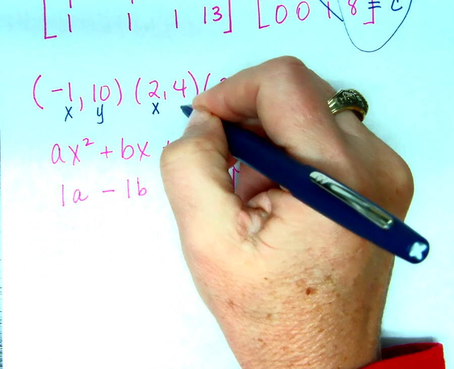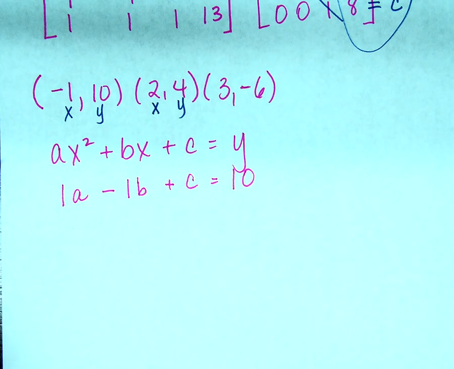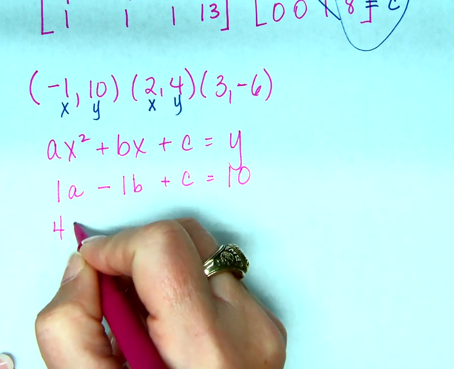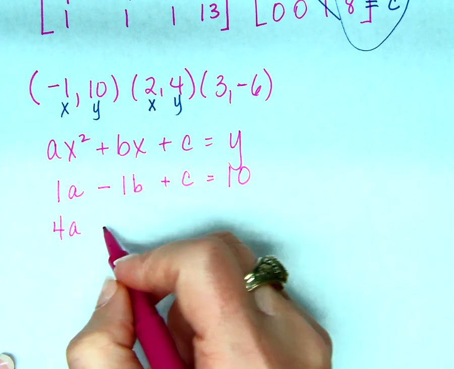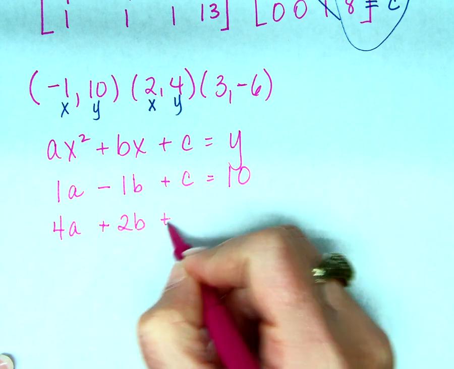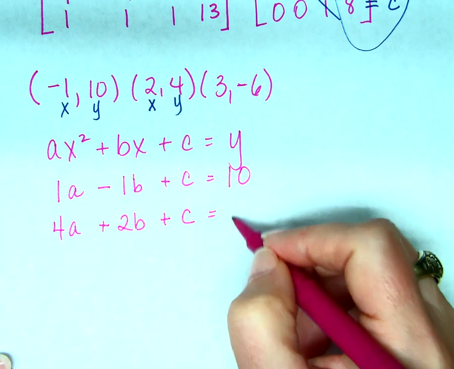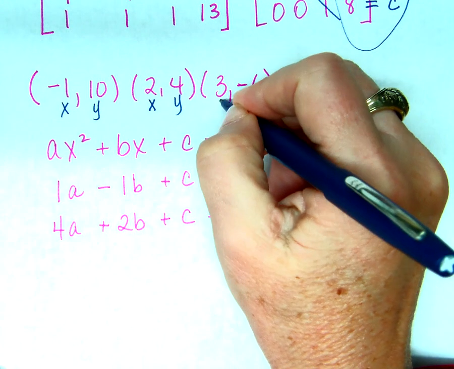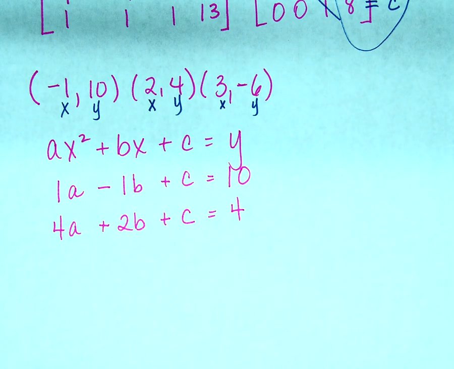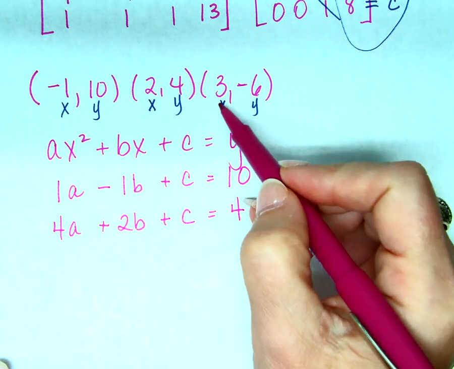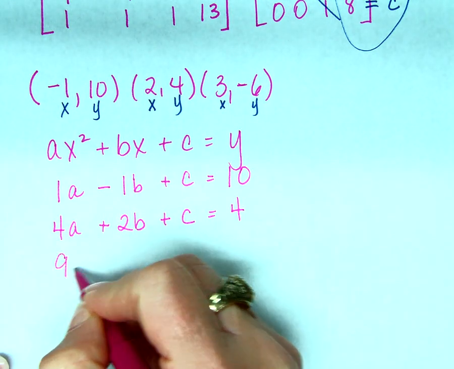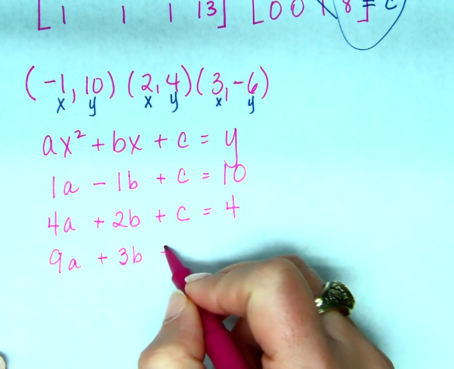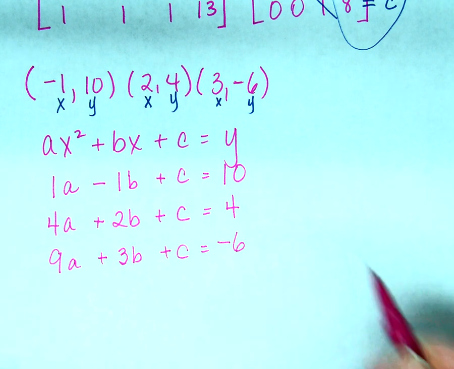Now I use my second point to get my second equation. So 2 squared, 4a plus 2b plus c equals 4. Because that's what y is, right? Now I need to use my last point. 3 squared, 9a plus 3b, good, plus c equals -6.